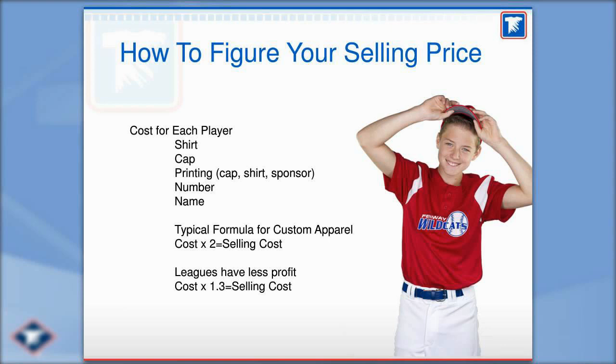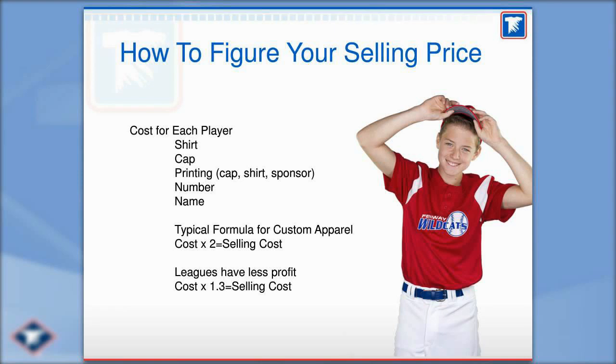So we're going to try to talk about a little bit of everything here. So now, that being said, to figure out your selling price, the cost for each player is going to include a couple things. Now, again, I'm just generalizing, but for a league, just for example, we're going to say that includes the shirt, the cap, the printing, the name, and the number.